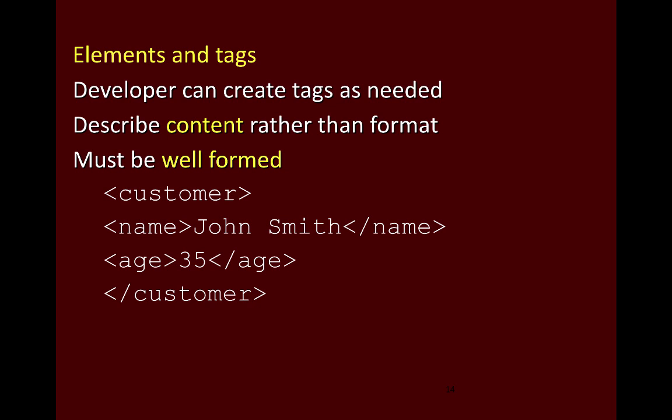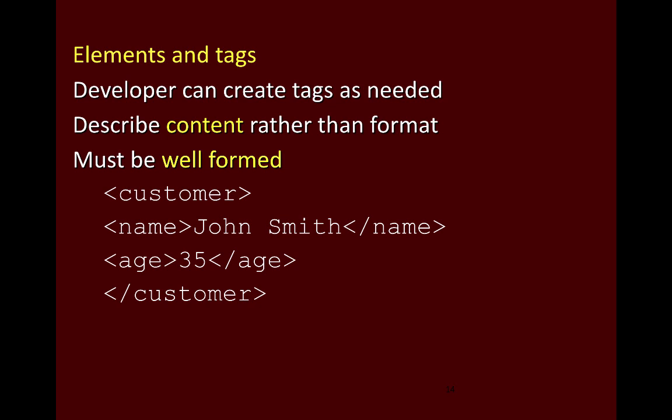So for instance, in this example here, you have the customer element, and in the customer element you have two other elements, the name element and the age element. And you can see that the customer element has a start customer tag and an end customer tag, and the name element has a start name tag and an end name tag, and the age element has a start age tag and an end age tag.